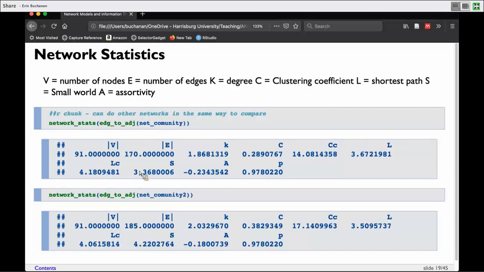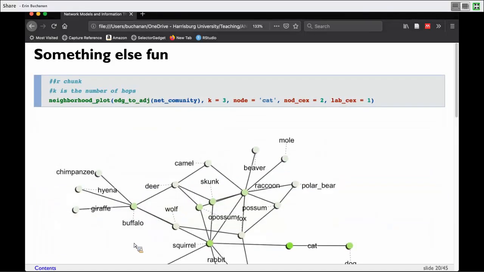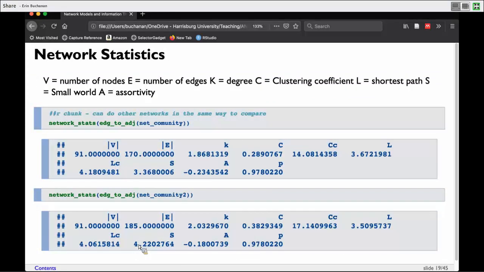Small world structure here is S. So we're actually getting more interconnectedness. So remember, the larger S, the more interconnected things are. Assortativity here is saying there's actually kind of a negative correlation, so things that are connected to each other are connected to each other and nothing else. And then I don't even remember what P is. Okay, so we're going to leave that one alone. It's actually the same for each one.